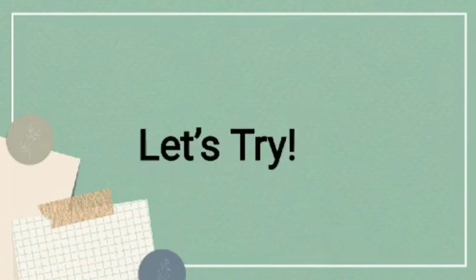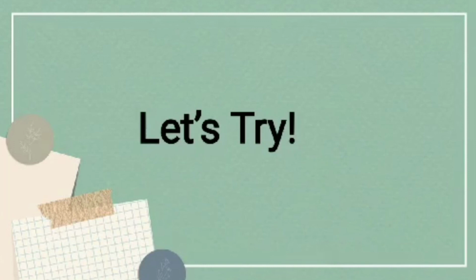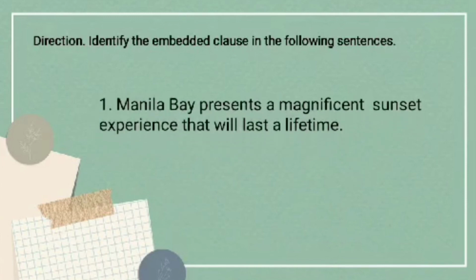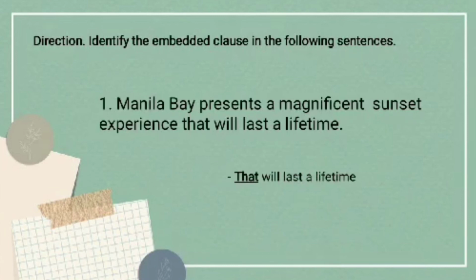We have learned in the previous slide that embedded clauses are a group of words that includes a subject and a verb, and are usually introduced by markers like that, when, which, who, etc. So let's try the example quizzes and activities. Direction: identify the embedded clause in the following sentences. Number 1. Manila Bay presents a magnificent sunset experience that will last a lifetime. The answer here is that will last a lifetime.